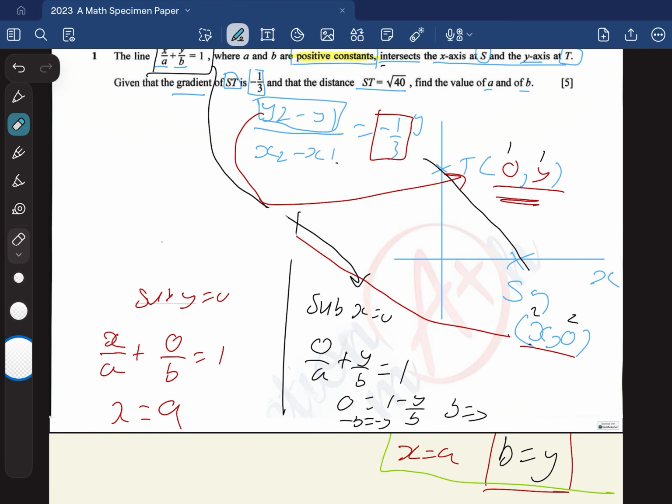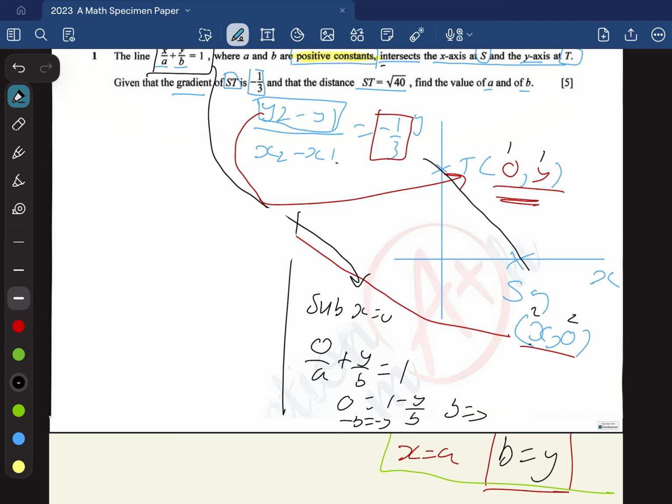So I'm going to use this, and sub this inside. So it's going to be y2 minus y1 over x2 minus x1. So sub this: x equals a, then y equals b. Okay, is that clear? From here, is everyone clear, right?